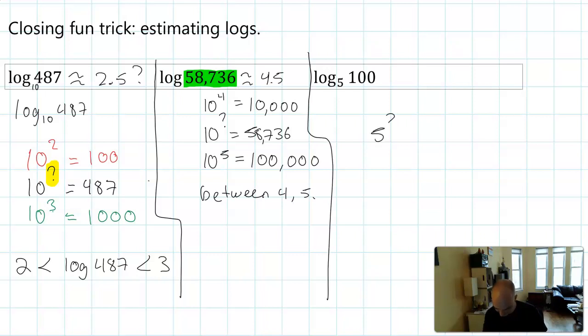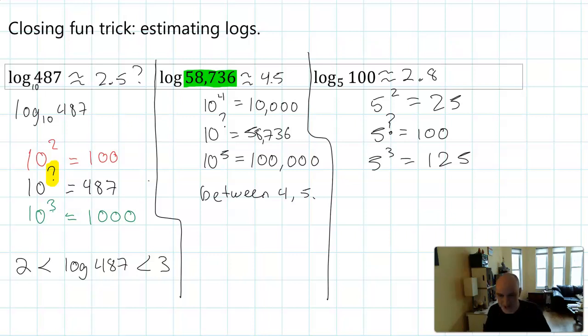This is saying 5 to the what equals 100. Well, you try. Sandwich it. 5 squared is 25. 5 to the third is 125. So this is kind of like the other one. It better be between 2 and 3. Maybe a little closer to 3 this time. So you could say, oh, maybe that's 2.8. I don't know. And you can, of course, check that with a calculator to be sure. But that's just a good way to check and estimate all of your logarithms.